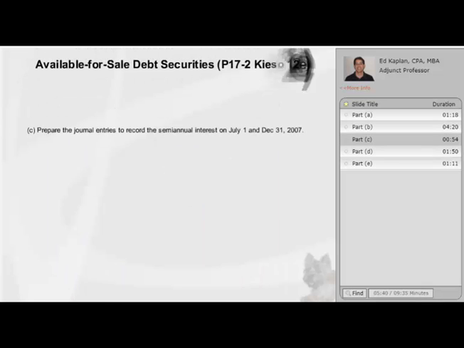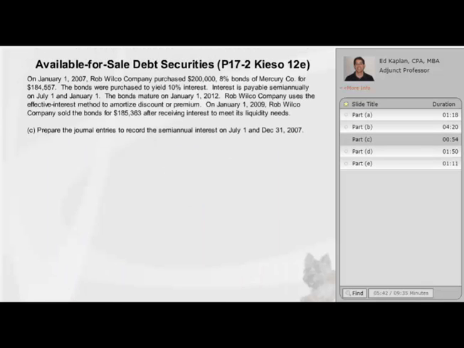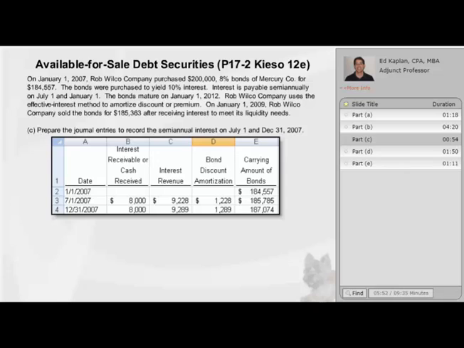Okay, next on part C, they've asked us to prepare the journal entries to record the semi-annual interest on July 1st and December 31st of 2007. Okay, so on the screen I've got just the rows that relate to those time periods from the amortization schedule we just put together. And then now as you look near the bottom, you can see the solutions.